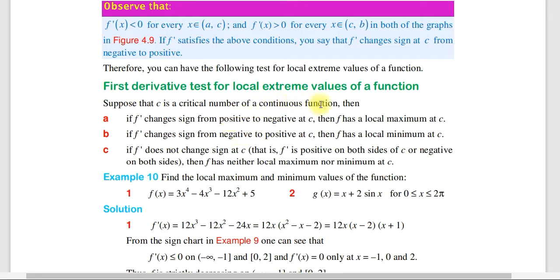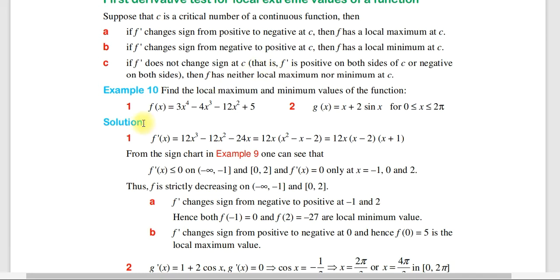So here the first derivative test for local extreme values of a function የሚለው ይሄን ነው. ለምሳሌ example 10: find the local maximum and minimum values of the function. የመጀመሪያው f of x equal to 3x to the power 4 minus 4x to the power 3 minus 12x squared plus 5, እንዲሁም ሁለተኛ g of x is equal to x plus 2 sin x for 0 less than or equal to x less than or equal to 2 pi. አሁን እዚህኛው ዶሜን ተሰጥቶናል, ይሄኛው ፖሊኖሚያል ፋንክሽን ስለሆነ for all real numbers ነው የሚሆነው.